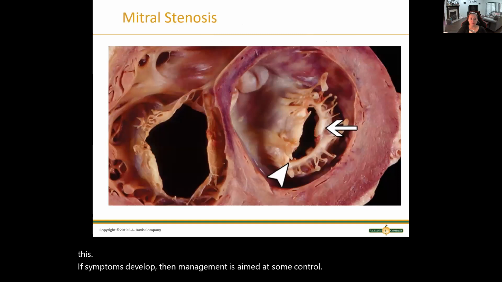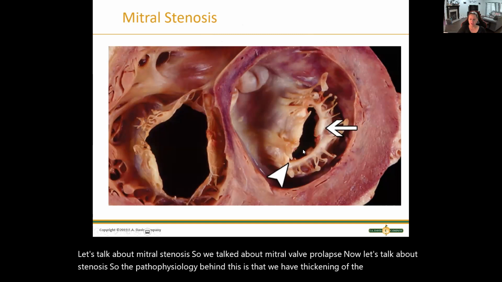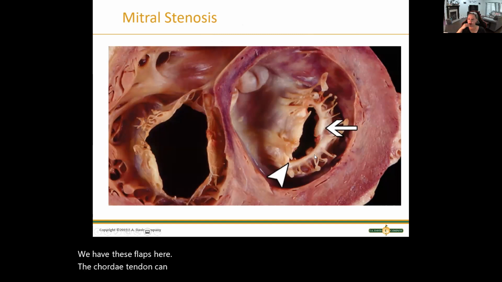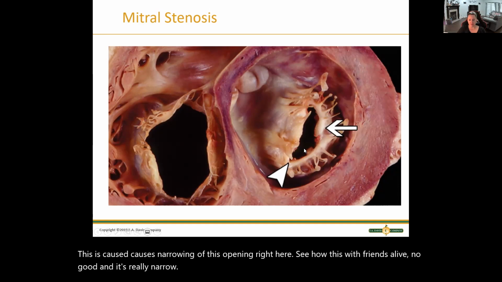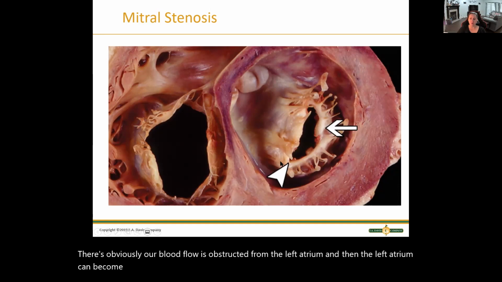Okay, let's talk about mitral stenosis. We talked about mitral valve prolapse. Now let's talk about stenosis. The pathophysiology behind this is that we have thickening of the mitral valve. We have these flaps here. The chordae tendineae can become shortened, and this causes narrowing of this opening right here. See how this one's nice and wide and open, and this one's really narrow. Obviously our blood flow is obstructed from the left atrium, and then the left atrium can become enlarged because it's holding extra blood volume because of the obstruction.